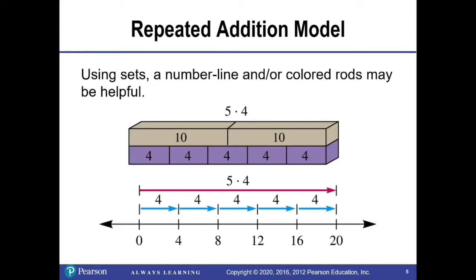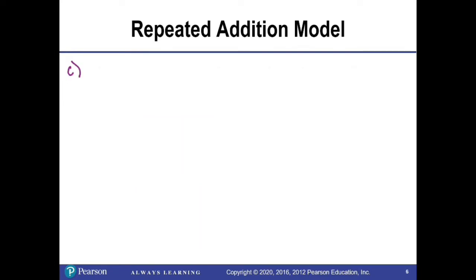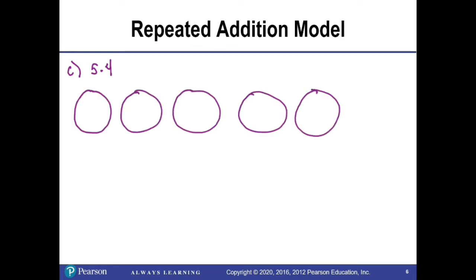The first picture is what we call our color rods. So you'll notice at the bottom we have 4, 4, 4, 4, and 4. There are 5 purple 4s to represent 5 times 4. On the number line, you'll notice there are 5 different arrows of length 4. So that's 5 times 4. With a set, to represent 5 times 4, we draw 5 groups or 5 sets, and we put 4 dots in each set. And 5 times 4, as we know, is 20.